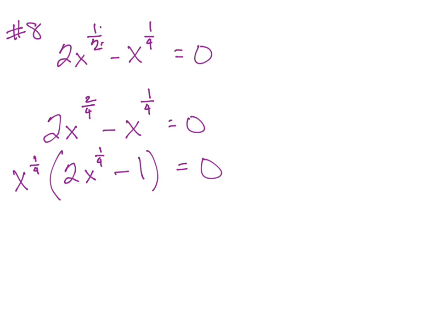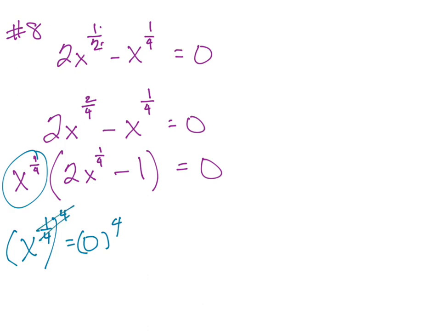So my first piece is going to be x to the 1/4 equals 0. How do I solve here? Raise it to the reciprocal power. What's the reciprocal of 1/4? 4. Okay. So we cancel the powers here. 0 to the 4th is 0. x equals 0. Good.